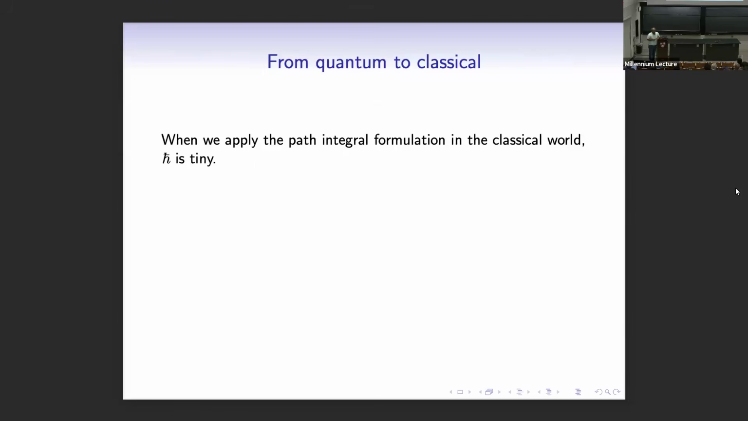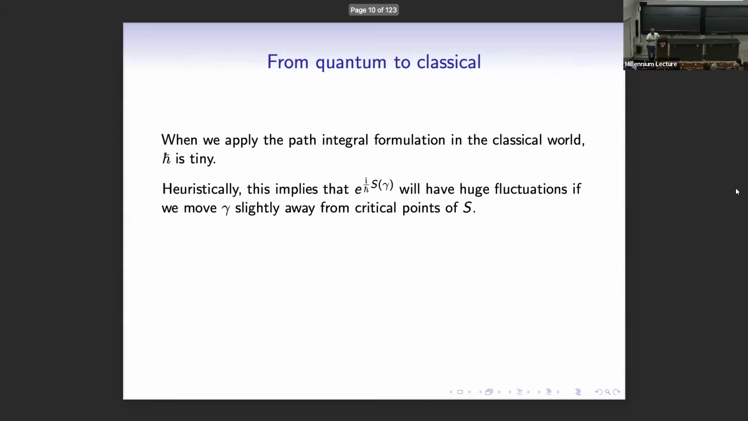So now, how do you go from quantum to classical? Let's quickly see the intuition. When you apply the path integral formulation in the classical world, this h bar is tiny. It's a tiny, tiny number, which means that this e to the i over h bar S of gamma will have huge fluctuations even if you move slightly away from the critical point, okay?